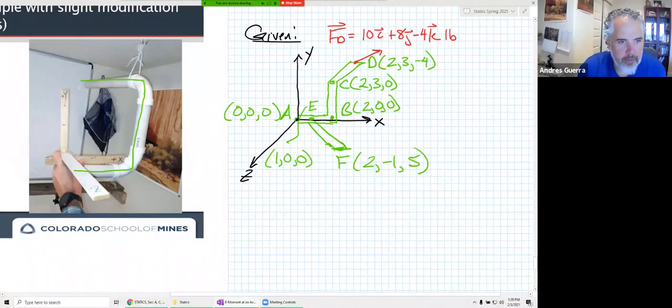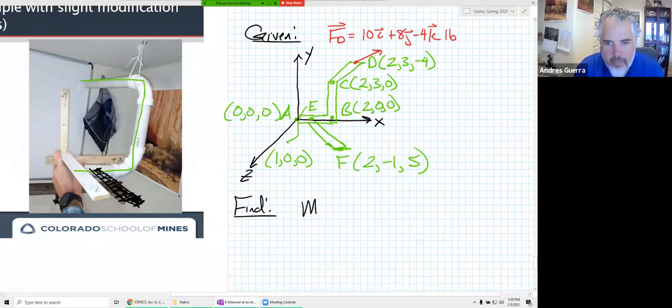So really, on my picture over here, I don't have my new pipe assembly, but it kind of comes off like that. I did it in black on the picture, right? So my new segment of pipe is coming off like that. It's not shown in the picture there. And then we are asked to find, for this one, the moment vector along E to F from that force up there at D.